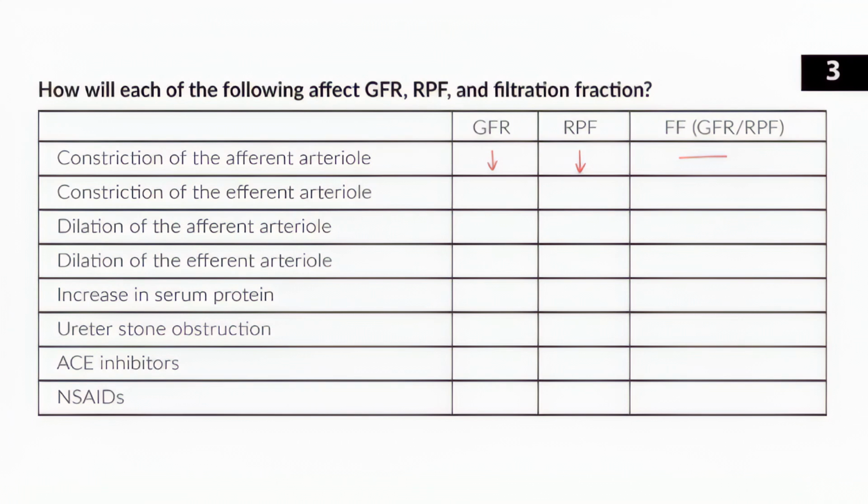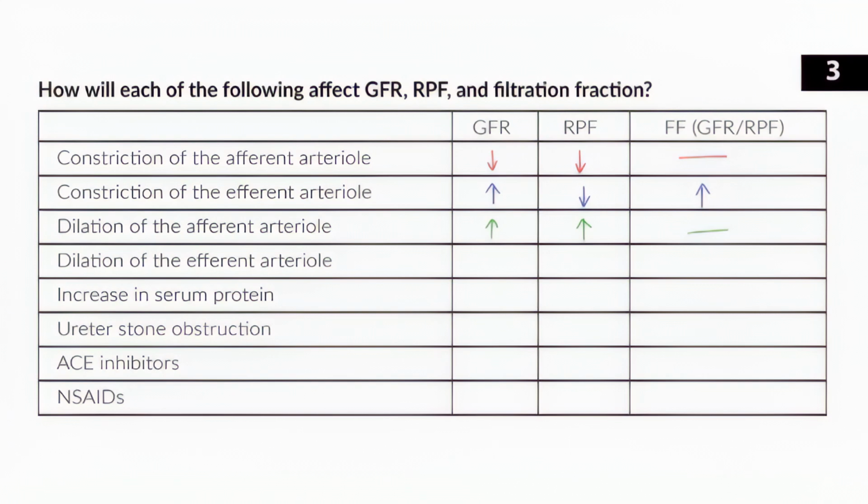Constriction of the efferent arteriole, again, this is what angiotensin II does. So GFR would increase, renal plasma flow would decrease, and filtration fraction would increase. Then dilation of the afferent arteriole will cause an increase in GFR, increased renal plasma flow, and no change in filtration fraction.